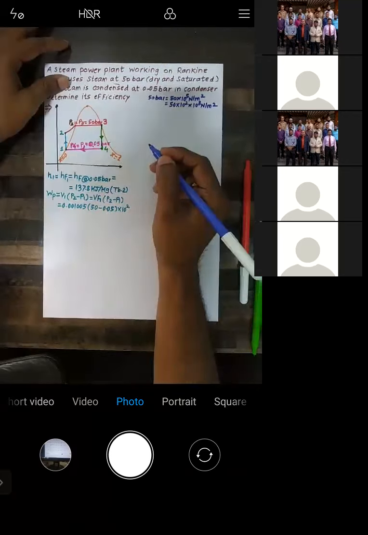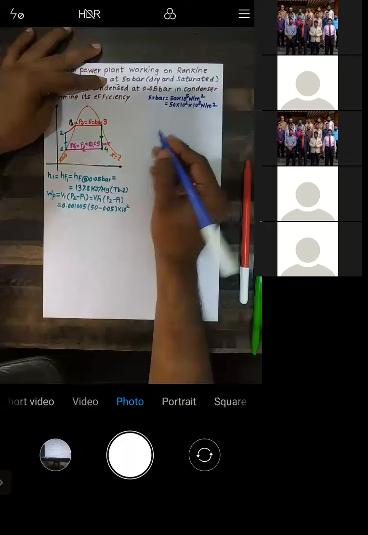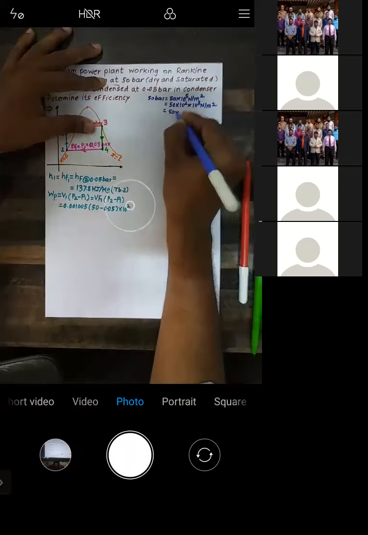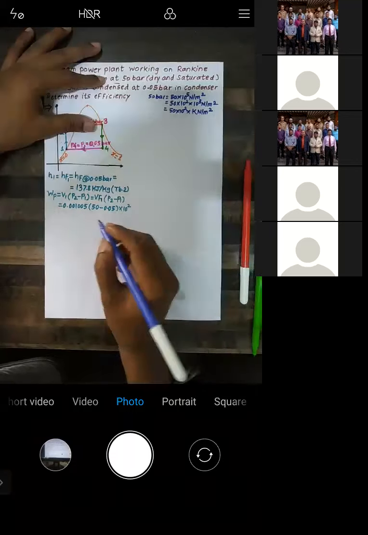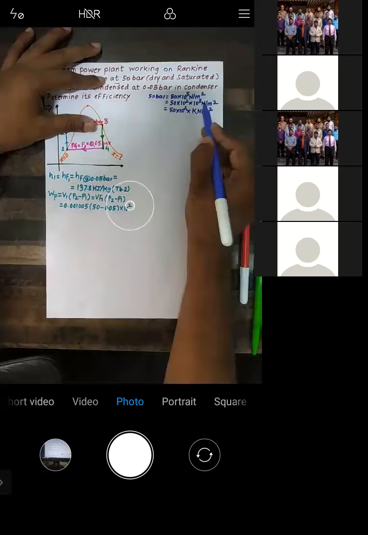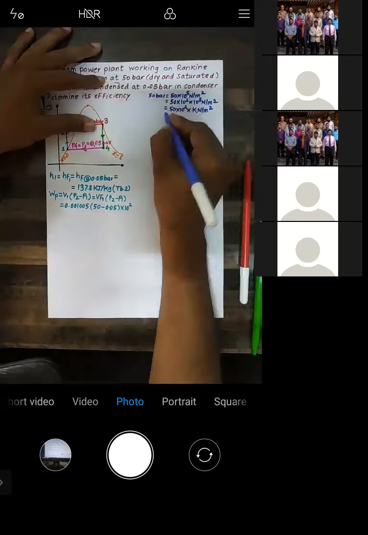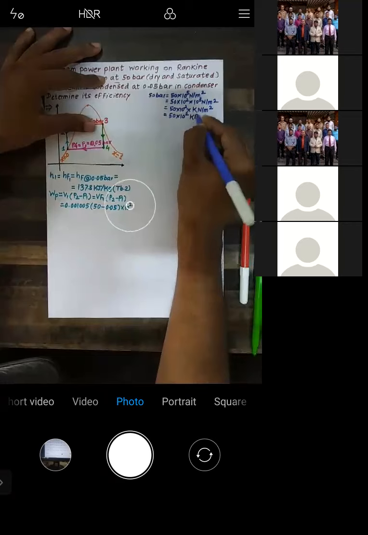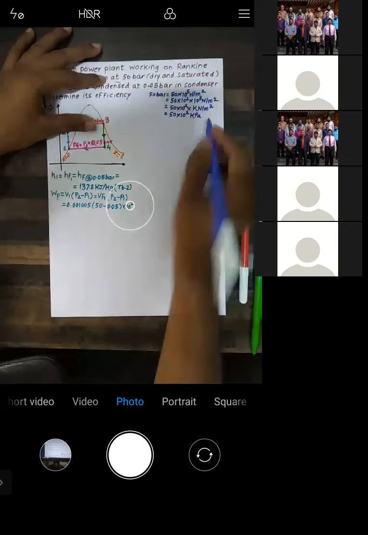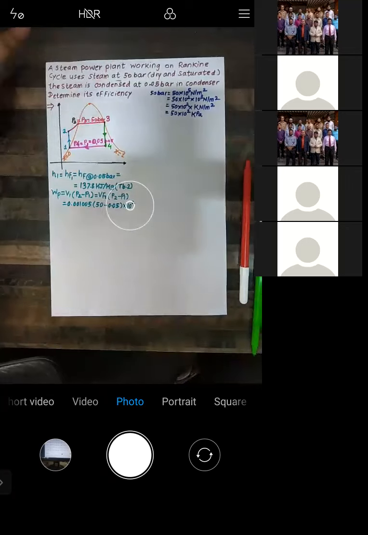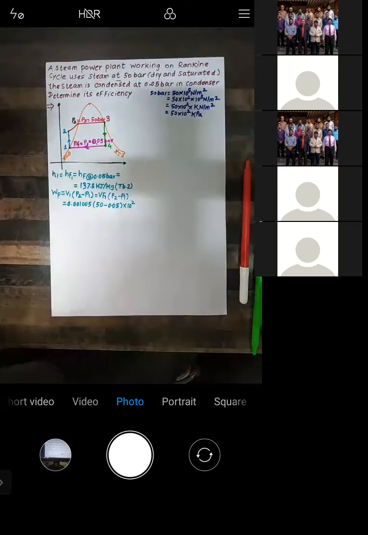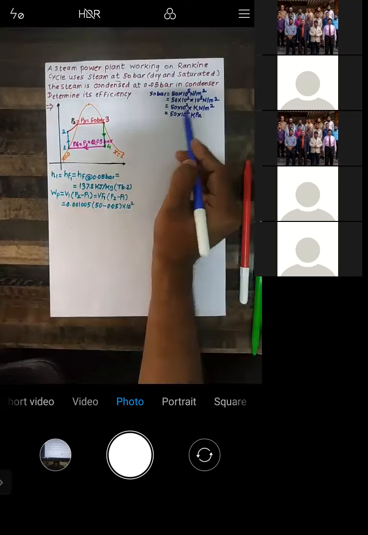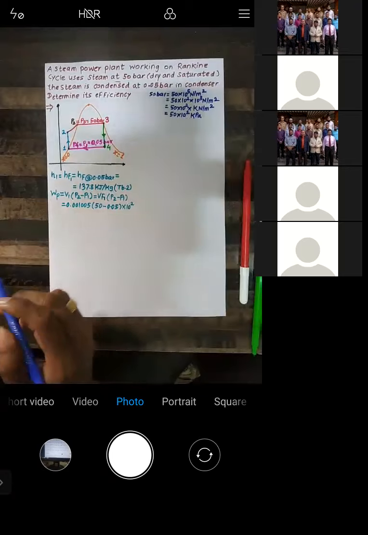So 50 into 10 raised to power 2, you can keep it as it is. And 10 raised to power 3 Newton per meter square is nothing but kilonewton per meter square, right? 10 raised to power 3 is kilo. Because Newton per meter square is a pascal, kilonewton per meter square is kilopascal. So how to convert bar into kilopascal? Just multiply by 10 raised to power 2. 50 bar means 50 into 10 raised to power 2 kilopascal.